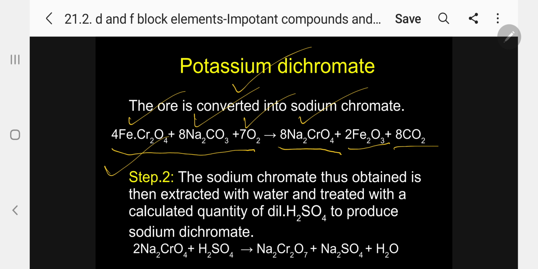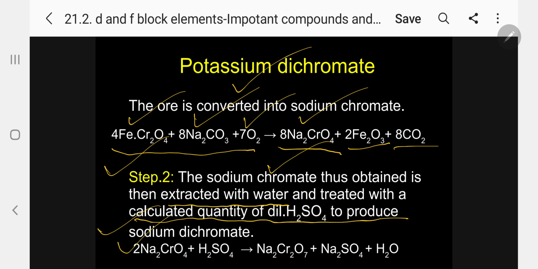Step 2, the sodium chromate thus obtained is extracted with water. Sodium chromate is water soluble, whereas ferric oxide is not soluble. Carbon dioxide will go away. It is then treated with a calculated quantity of dilute sulfuric acid to produce sodium dichromate. Sodium chromate is converted into sodium dichromate. Very, very important. Please follow.